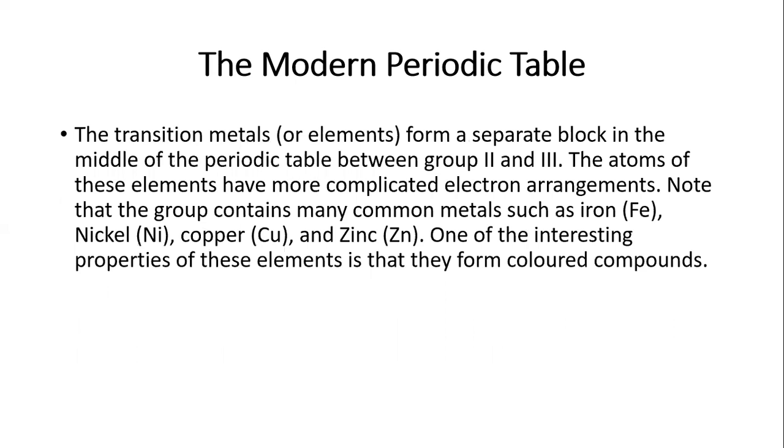The transition metals or elements form a separate block in the middle of the periodic table between group 2 and group 3. The atoms of these elements have more complicated electronic arrangements. We'll see about the electronic arrangements, also known as electronic configuration. Note that the group contains many common metals such as iron, nickel, copper, and zinc. One of the interesting properties of these elements is that they form colored compounds.